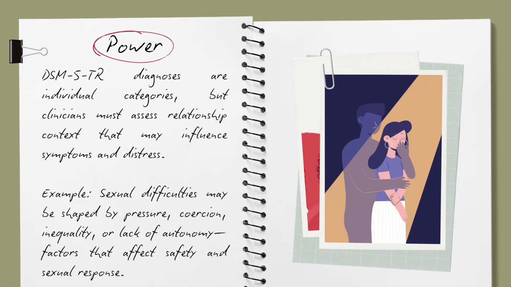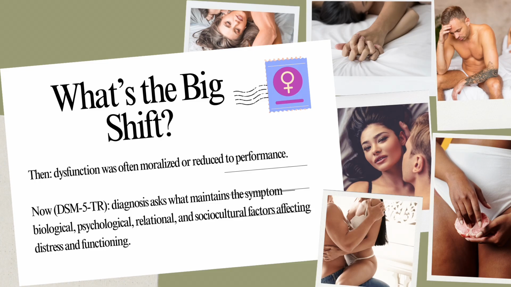As for power, DSM-5-TR diagnoses remain individual categories, but clinicians are still expected to assess relationship context because it can influence symptoms and distress. Sexual difficulties may be shaped by pressure, coercion, inequality, or lack of autonomy, factors that affect emotional safety and sexual response. So a symptom like low desire may not be simply a personal deficit, but something strongly linked to the relational environment. So overall, the biggest shift from the past to the present is this.